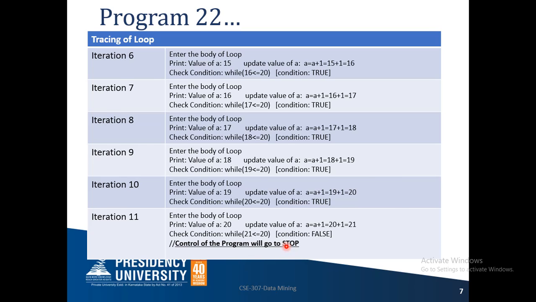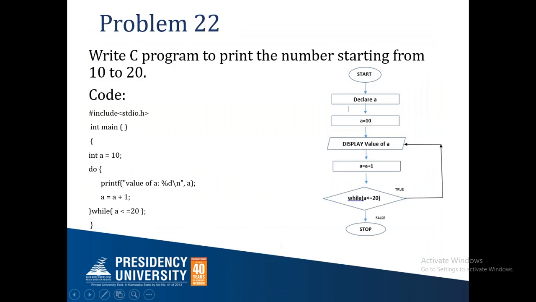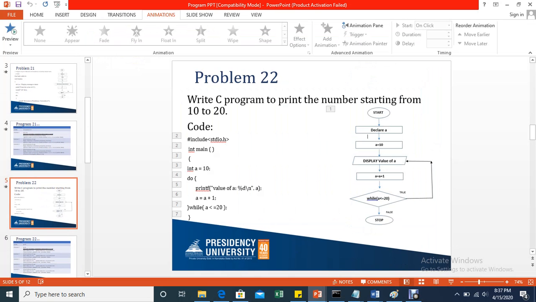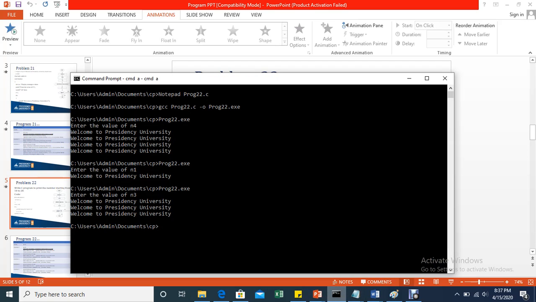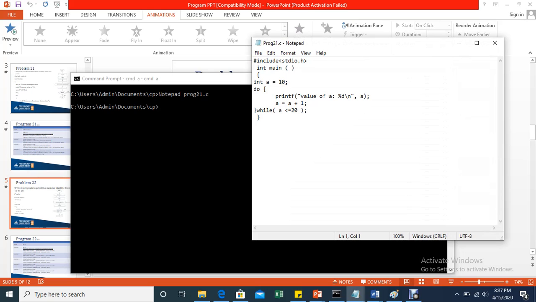So this was all about the tracing of the program number 22, the code and the flow chart. Now I'll show you the execution of the code. Let me do the clear screen. So you see notepad program. Actually I stored it like this. So this is the same program. So same code written here.